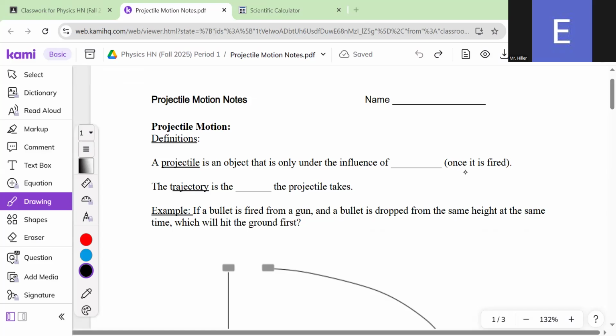Hello and welcome. In this video, we're going to be doing our notes for projectile motion. Remember to pause or rewind the video as needed.